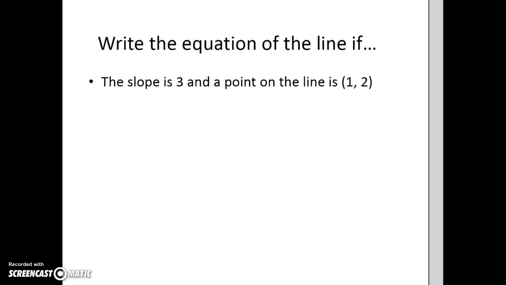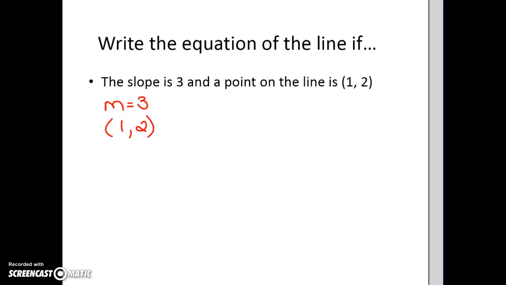Now we're going to practice. We're going to write the equation of the line if the slope is 3 and a point on the line is (1, 2). So they're telling us that the slope is 3, and we know that slope is represented by m. And they're telling us that there is a point, and that point on the line is (1, 2).